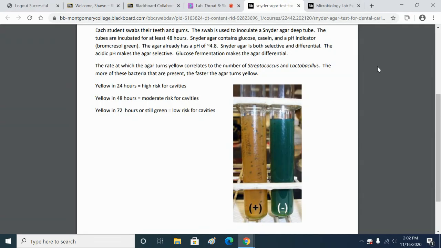So the researcher was very surprised because she expected the natives to have more bacteria and a greater variety than people that lived in the city that brushed, flossed, and used mouthwash. But it was the exact opposite. So it's all the different stuff we eat.